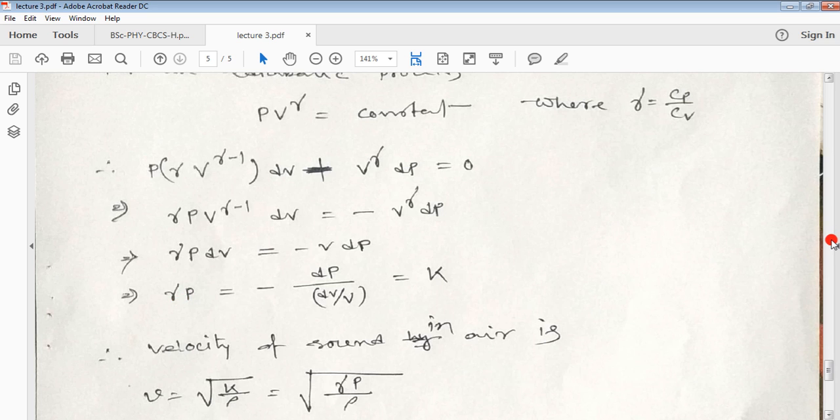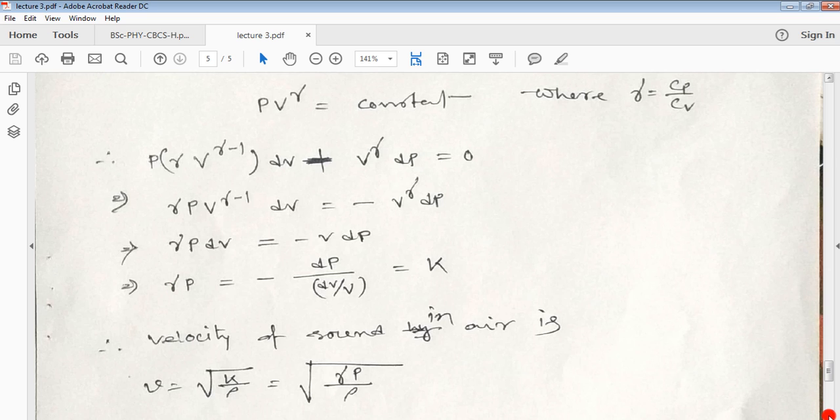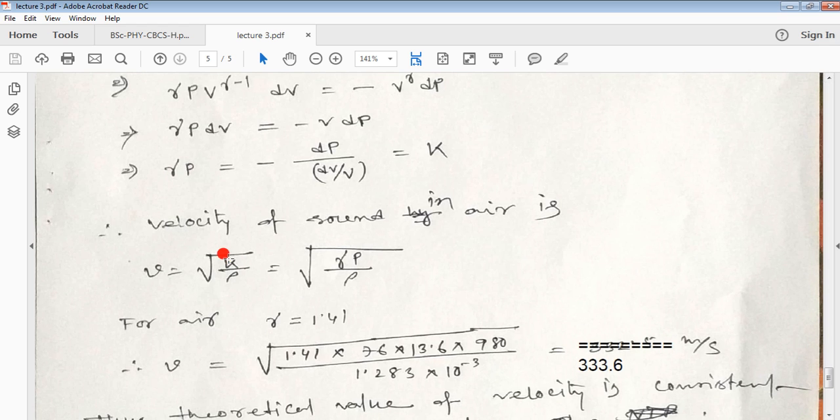Initially in Newton's case, that is in isothermal case, K was equal to P. Now we have gamma times P, there is a factor. So replacing K here, we obtain velocity of sound to be root over gamma P by rho. This is the Laplace corrected expression for velocity of sound in air.